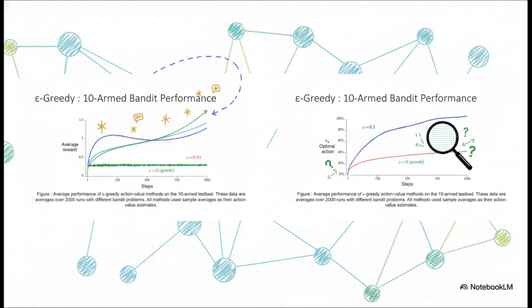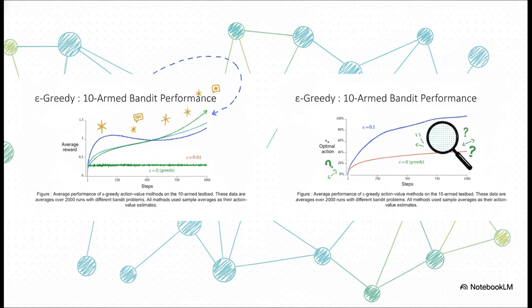And you don't have to take my word for it. The proof is right here in these graphs. Let's look at the one on the left, average reward. See that green line flatlining at the bottom? That's the purely greedy agent, the one with epsilon of 0. It learns a little bit and then just gets stuck. Now look at the blue line. That's our agent exploring just 10% of the time. It just keeps getting better and better, achieving a way higher average reward.